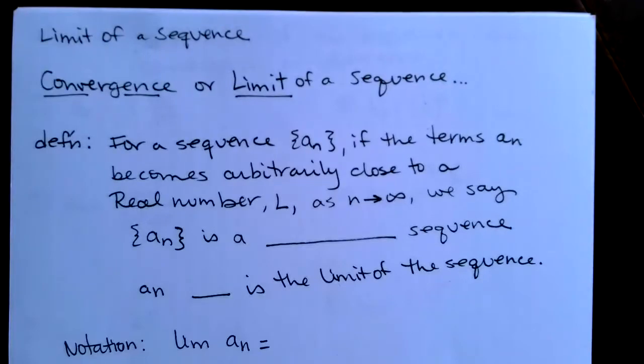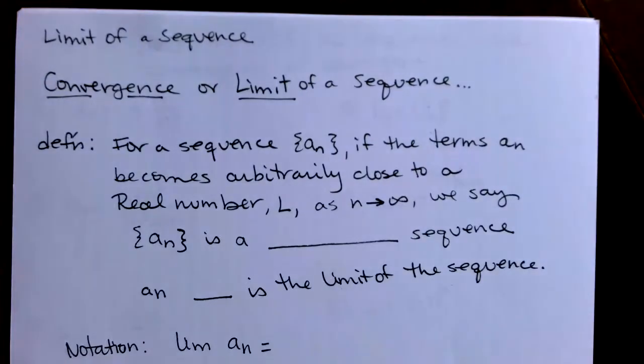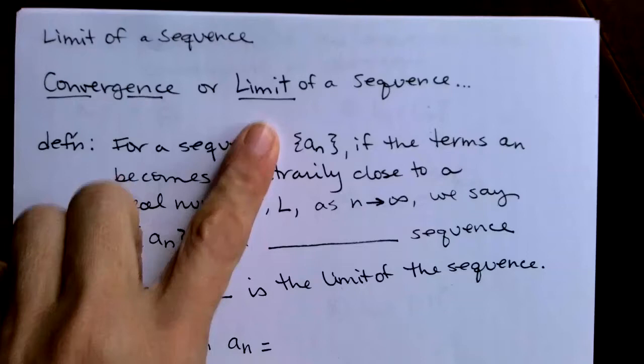So I did warn you way back at the start of Calc 1 that we would be doing limits for the entirety of calculus. So, hey, here they come again. So we've been talking about a sequence, so we're now going to talk about the limit of a sequence. That sequence is a list of numbers in some sort of order. And so we will talk about the convergence or the limit of a sequence.